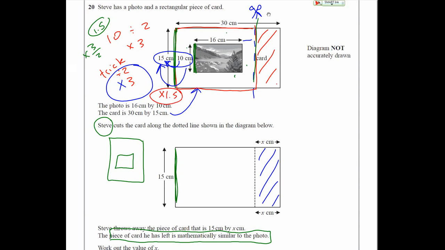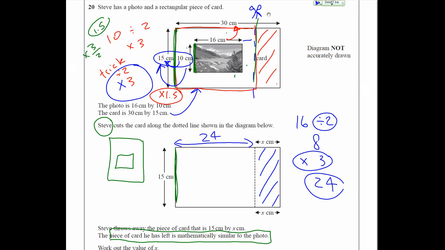So, timesing by 1.5 or dividing by 2 timesing by 3, we're going to do the same thing from 16 and see what we get. Let's do the original way. 16 divided by 2 gives you 8. Times by 3 gives you 24. So we've made it 1.5 times bigger. So this is going to be 24, because 30 is too big. We want to get rid of a certain amount and get to 24. So 30 minus 24 gives us 6. So we want to cut 6 centimeters across, and that's how you get a perfect picture in a frame, if you ever want to know. To be fair, it is quite useful. So x equals 6 centimeters, or just 6 because the centimeters is already there.